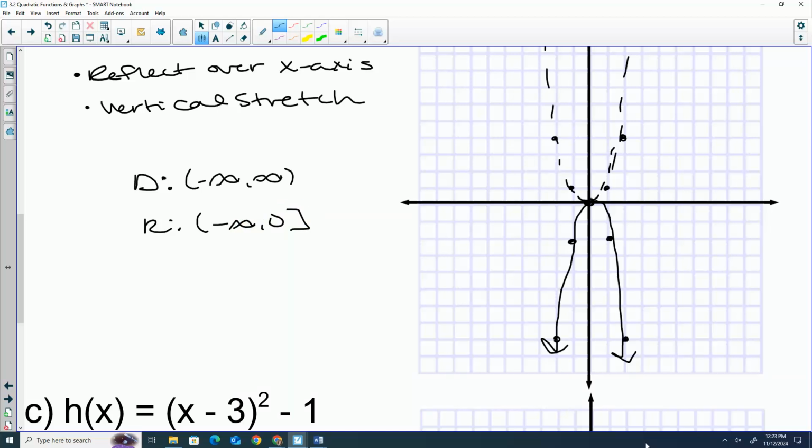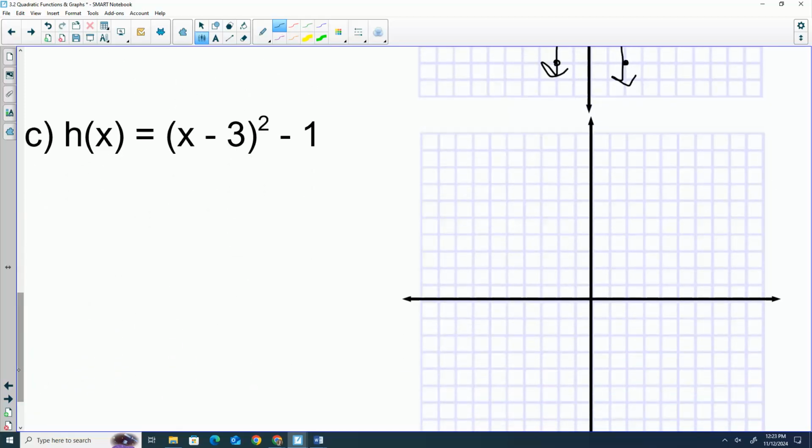What I want you guys to do, graph the last one, parent function and transformation, and we will look at that one first thing tomorrow. So you've got a minute right now. You can sketch this last one, and we will pick up there tomorrow.